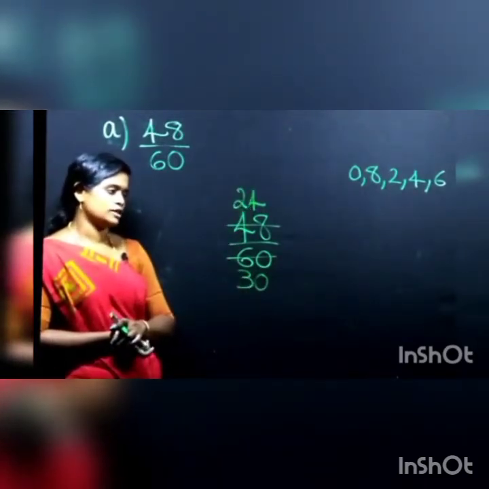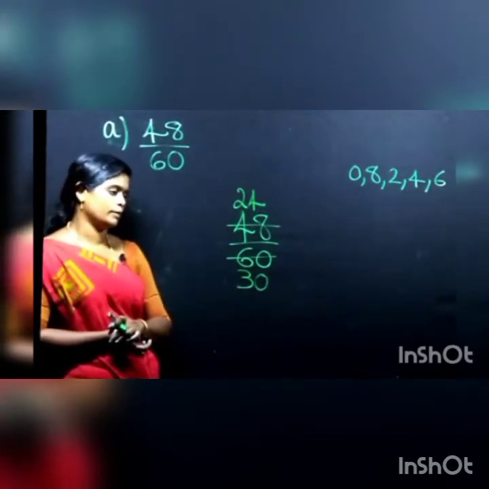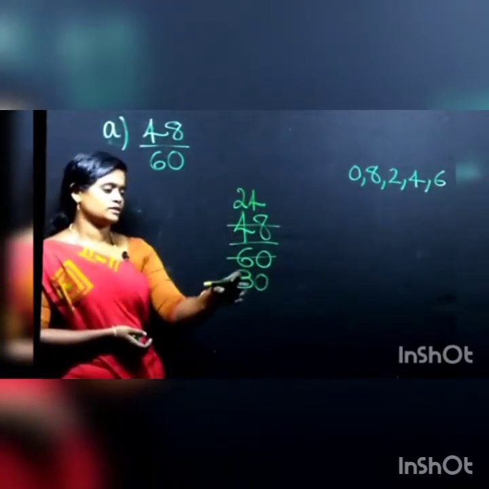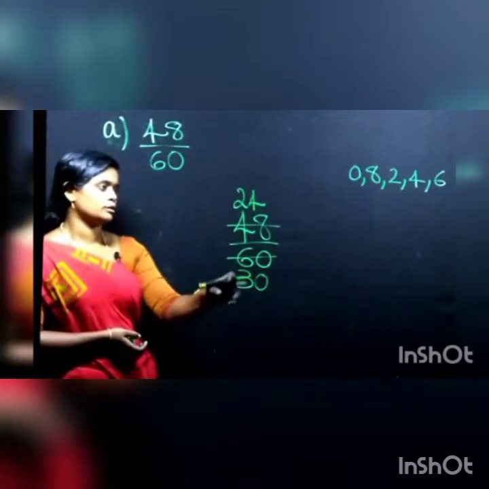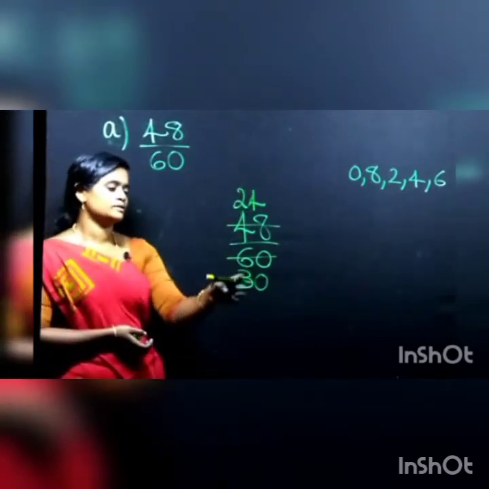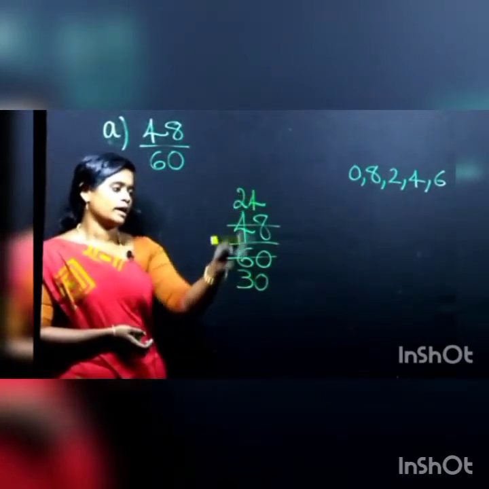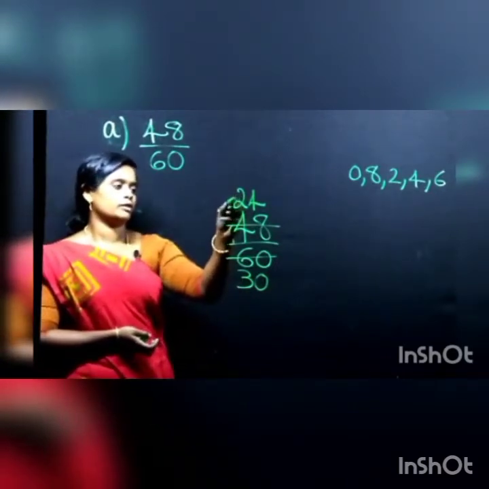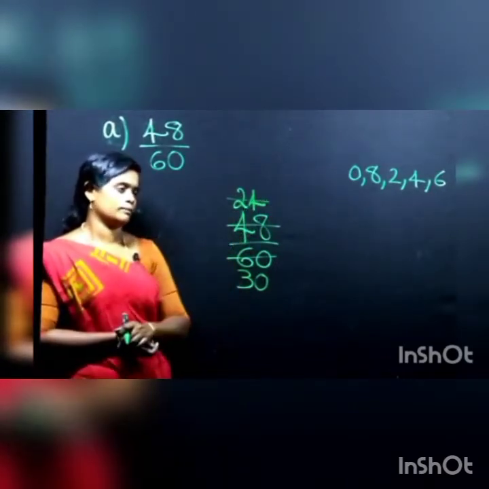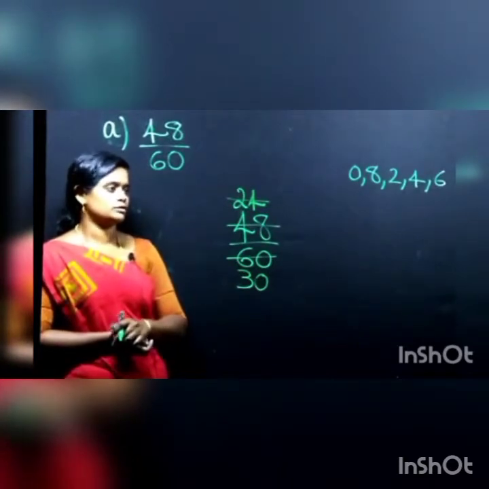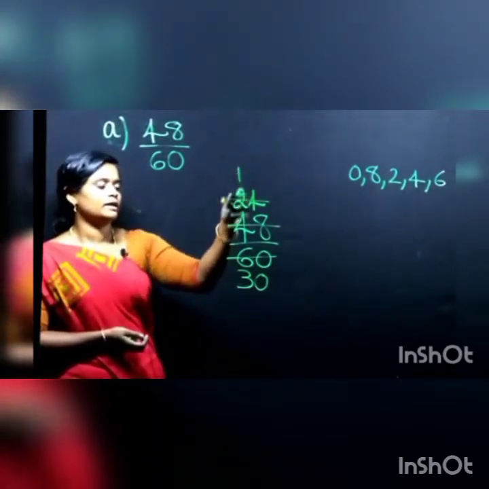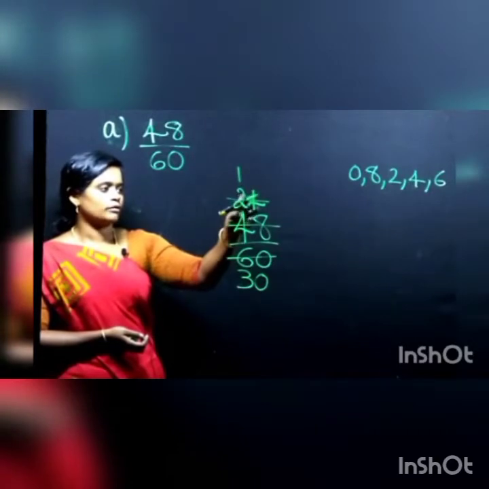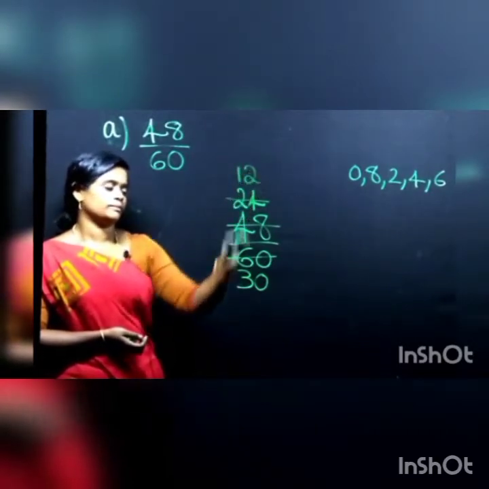Again, this fraction is not in simplest form because these two numbers are divisible by 2, since both end with 4 and 0. Again, we divide by 2. For that, we take 24. Since 1 2 is 2, we write 1 here. Then 2 2s are 4, we write 2 here.